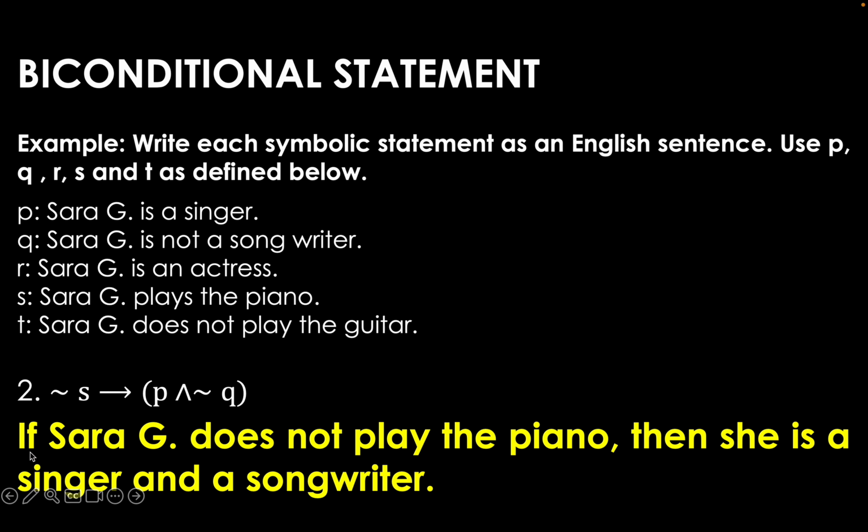singer and a songwriter. The S statement is Sarah G plays the piano, so not S, or the negation of S, is Sarah G does not play the piano. And then the P statement here is Sarah G is a singer, and the not Q statement, given that Q is Sarah G is not a songwriter, is the negation of Q. That means she is a songwriter. So since it is conditional, if not S, then P and not Q. So if Sarah G does not play the piano, then she is a singer and a songwriter.